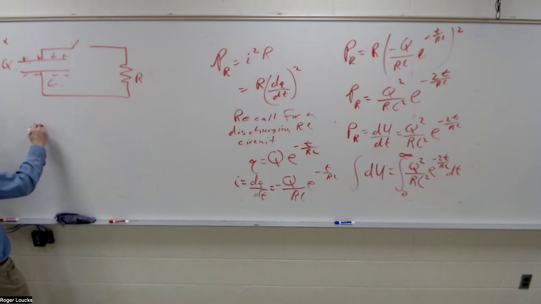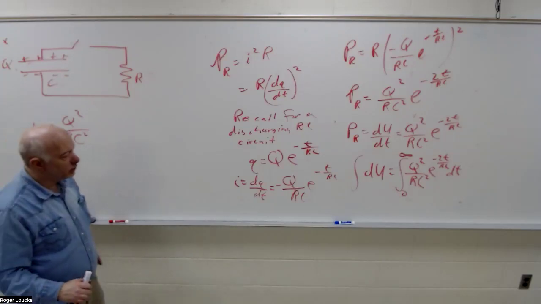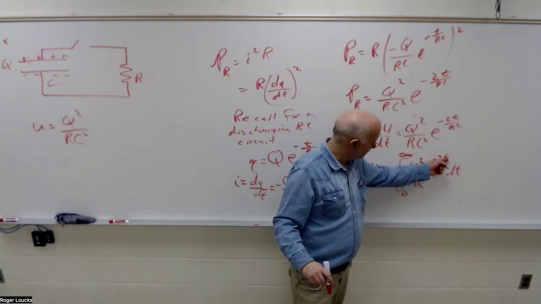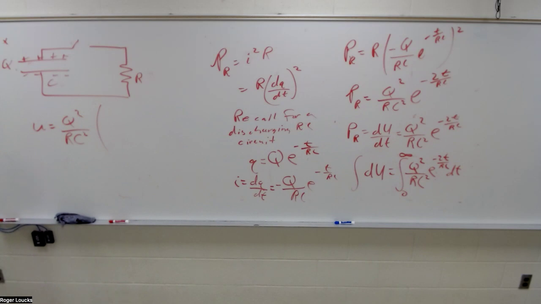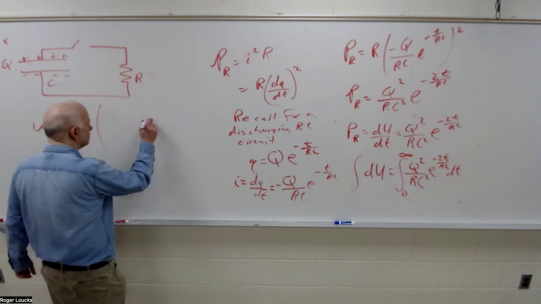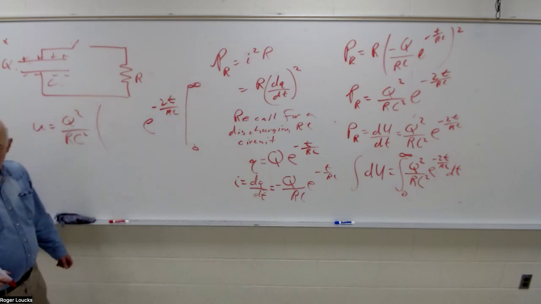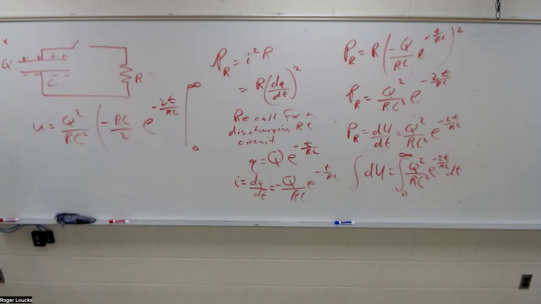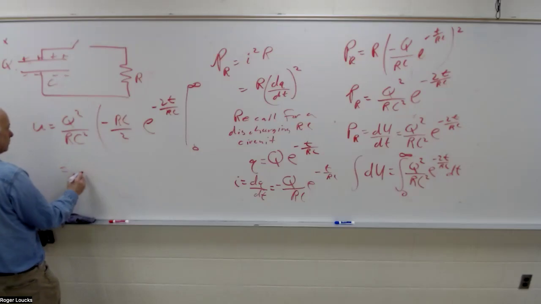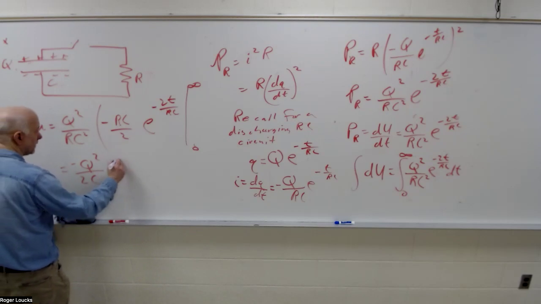Okay, so I'm going to get U. I'll pull out the Q squared, and I'll pull out the R and the C squared. You tell me what the integral of e to the minus 2t over RC is. Nope. You get the exponential back here, evaluated from 0 to infinity, times RC over negative 2. So what does that give me? This gives me minus Q squared over 2C, evaluated here.